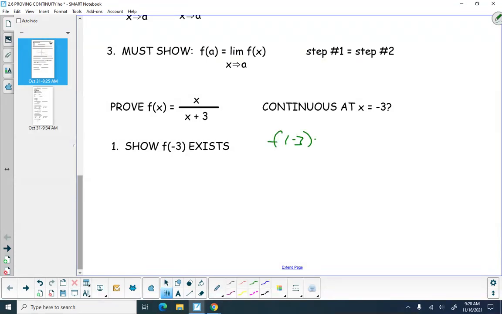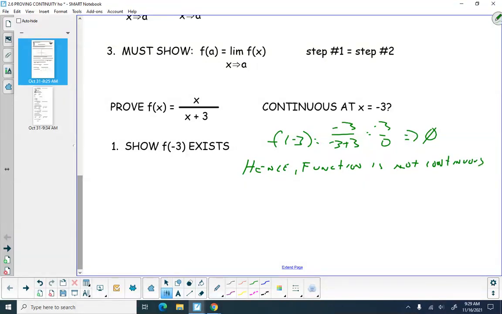f at -3 is equal to -3 over -3 plus 3, which is -3 over 0. Is this defined? No, not defined. This does not exist. Hence, the function is not continuous at x equals -3. QED, we are done.